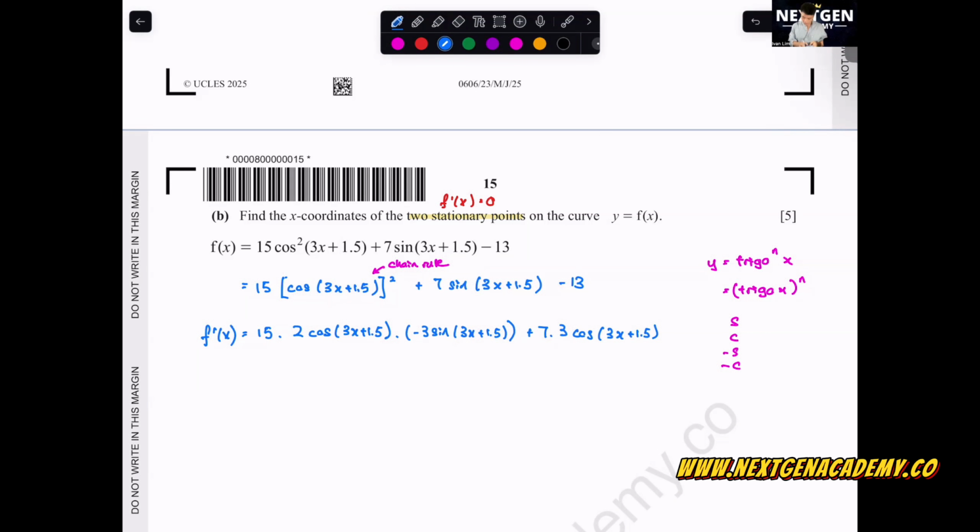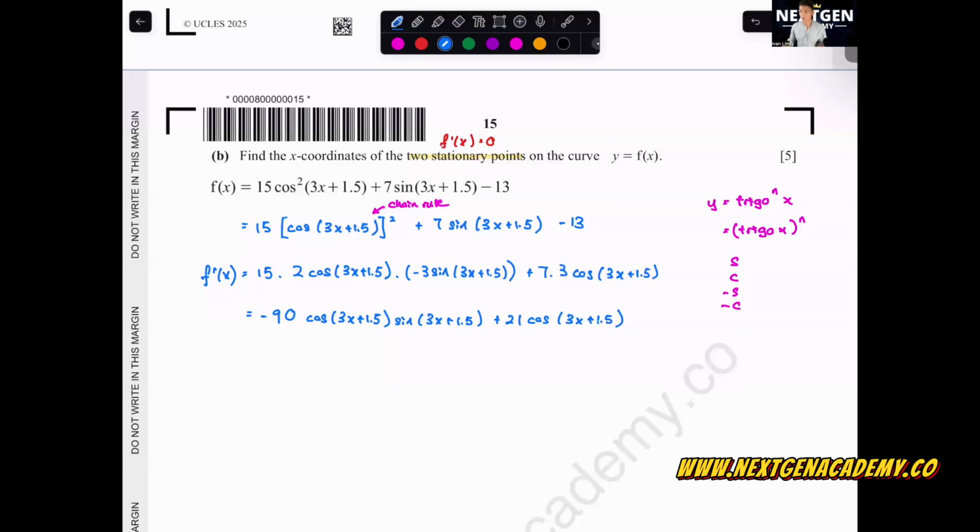So from here, 15 times 2 times 3. Let me just double check again. 15 cos 3x plus 1.5 times negative 3 sine. Okay, this is correct already. So here we'll get minus 90 cos 3x plus 1.5 sine 3x plus 1.5, plus 21 cos 3x plus 1.5.